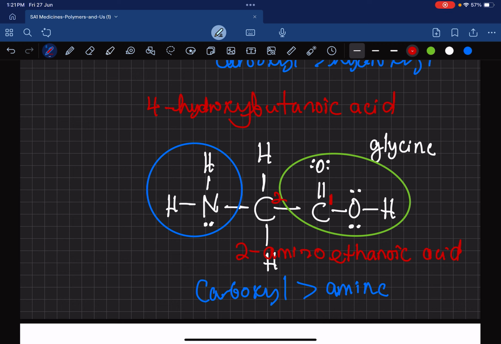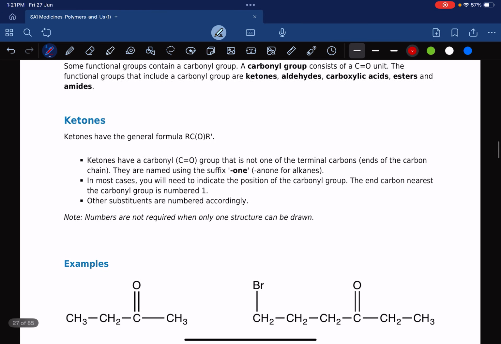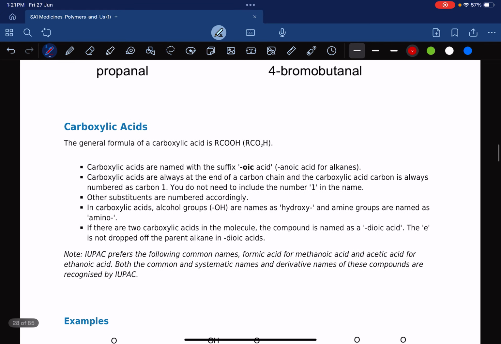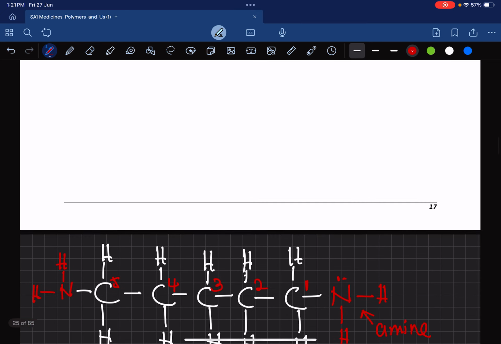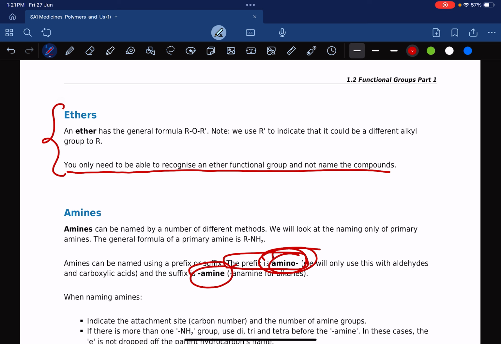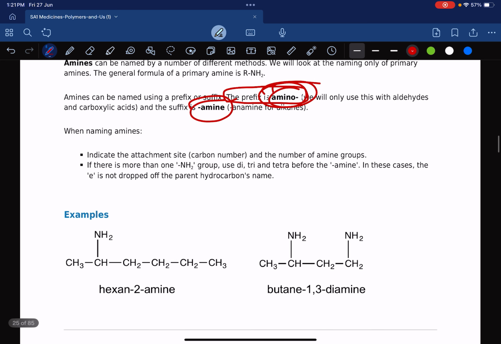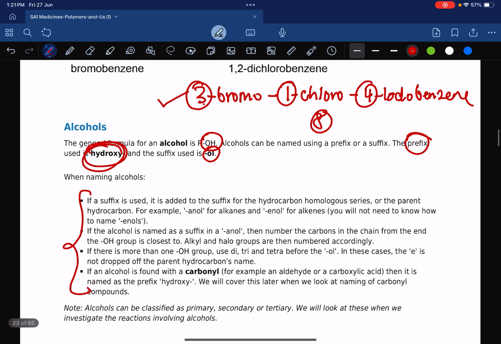All right. Okay, so that's it. I think that completes this part. The next part we'll be doing is functional groups number 2, where we will talk about aldehydes and carboxylic acid. The reason why I did this is just to explain to you how an OH group goes from an ol to a hydroxy, and how an amine group goes from an amine to become an amino. Okay, so that's what I wanted to show you just now.